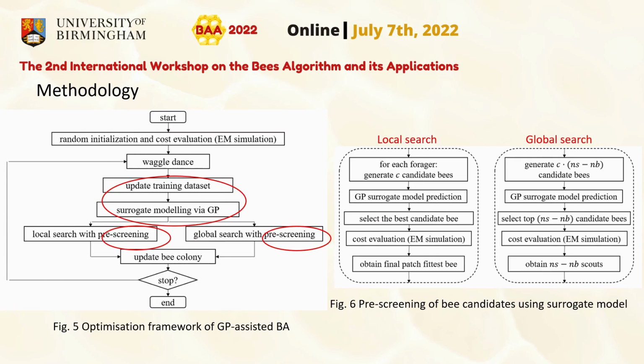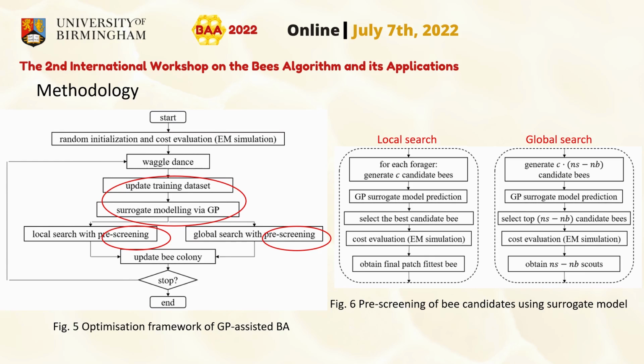As shown in Figure 5, before local and global search, the training dataset is updated, followed by surrogate modeling via GP. The approach enters local and global search with pre-screening. As shown in Figure 6, in local search, for each forager, C candidate bees are generated and predicted by GP prediction. The best candidate bee is selected for cost evaluation. The pre-screening step is repeated until the fittest bee is obtained for the site.